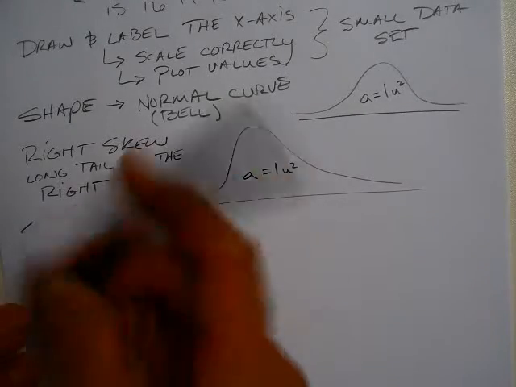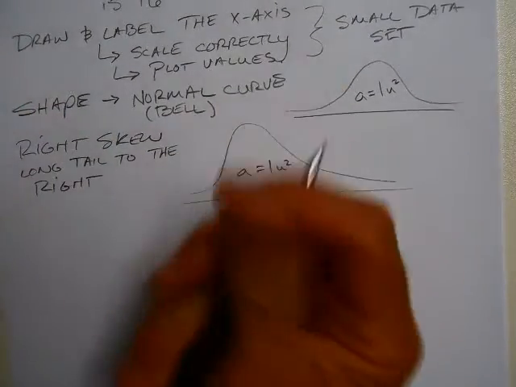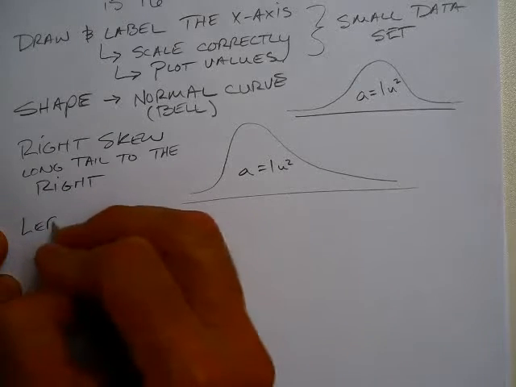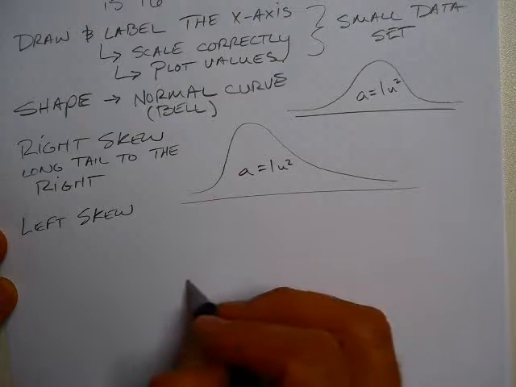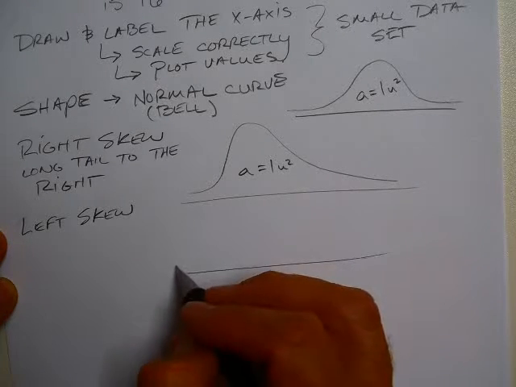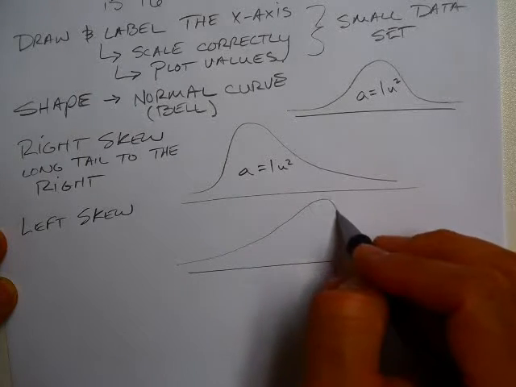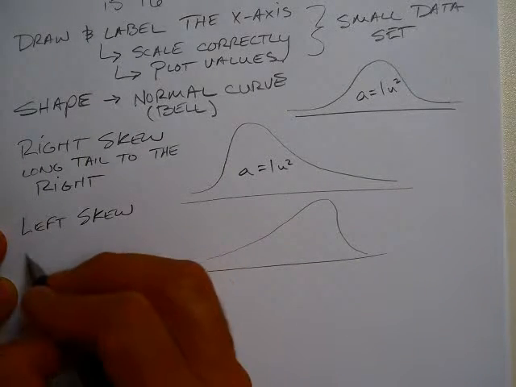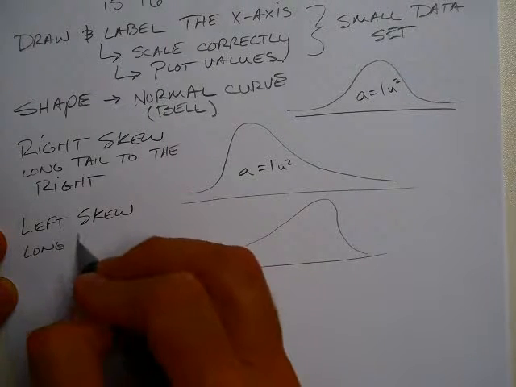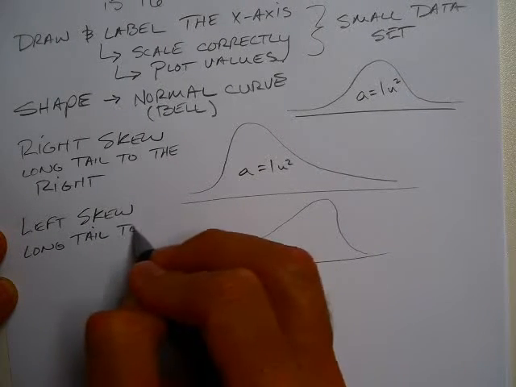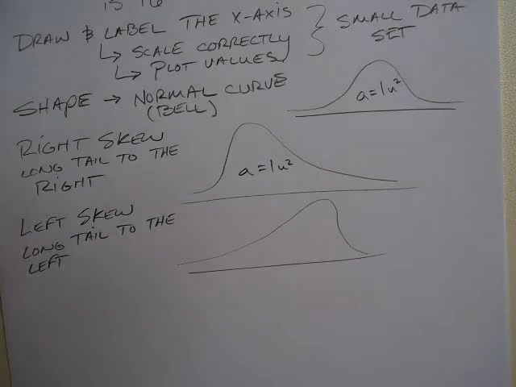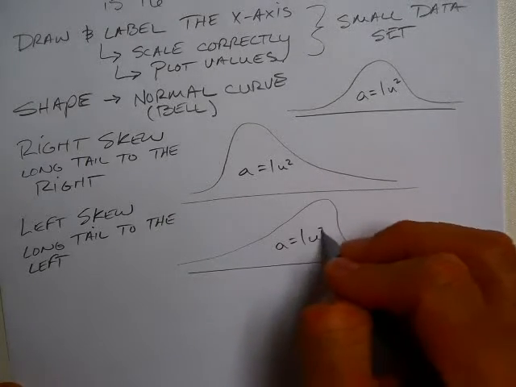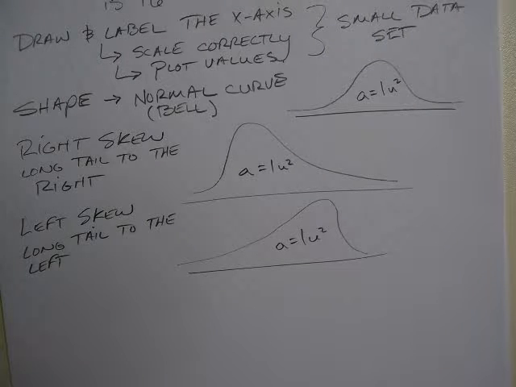Left skew. So it's exactly like the right skew, except it's the other way around. It's got the long tail on the left side. And again, 1 unit squared is the area.